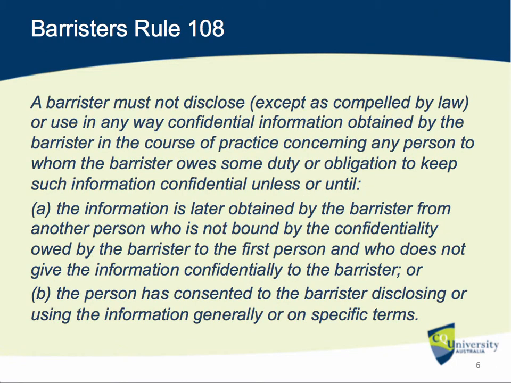With respect to the barristers, the confidentiality provision is found in Rule 108. You'll find similar provisions in relation to pupil barristers with respect to access to client files in Rules 110 and 111. But Rule 108 says that a barrister must not disclose, except as compelled by law, or use in any way confidential information obtained by the barrister in the course of practice concerning any person to whom the barrister owes some duty or obligation to keep such information confidential, unless or until the information is later obtained by the barrister from another person who is not bound by the confidentiality owed by the barrister to the first person and who does not give the information confidentially to the barrister, or the person has consented to the barrister disclosing or using the information generally or on specific terms. So there's a few exceptions there which will also, as we see a little bit later, apply in relation to solicitors.